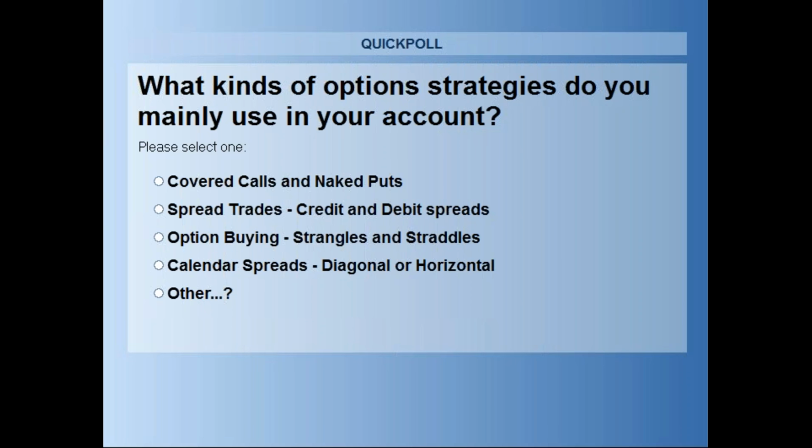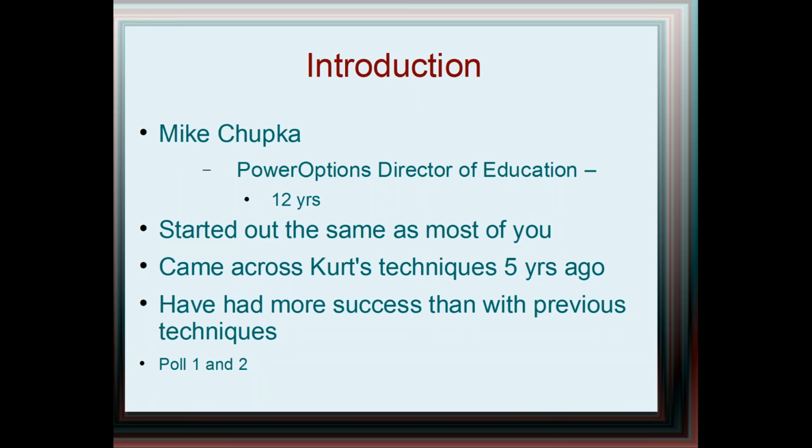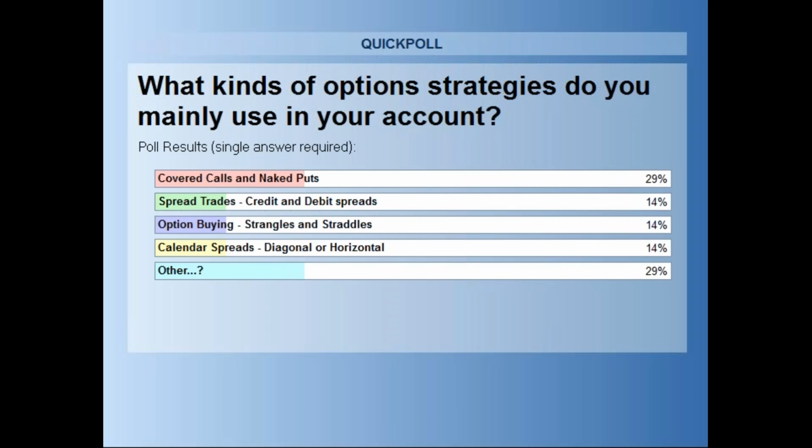All right, well, I've had the poll open for a little bit more than a minute. Let me go ahead and close the poll, folks, and I'll share the results with everyone. Looks like the majority of us are doing 29% covered calls and naked puts, and also 29% are doing other. If you want to, you can go ahead and use the question pod and let me know what kind of other strategies you're trading.